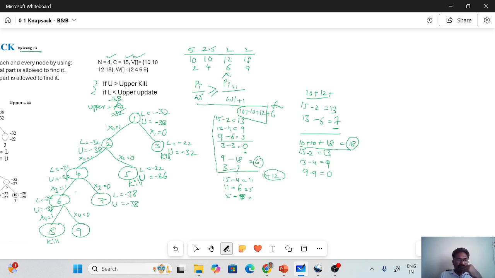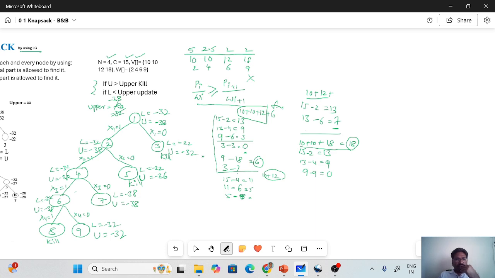Now come to this one. What about this one? The L value does not change: minus 32. And what about my upper? Nothing but 1, 2, 3 considered, the fourth not considered. When not considering the fourth item, what is its value? 10, 10, 12. 32 only. Upper is also minus 32.